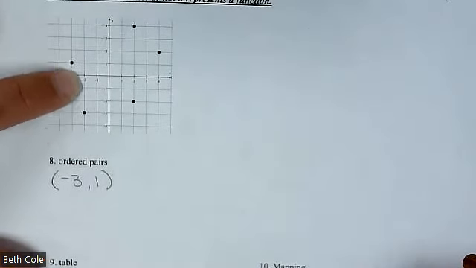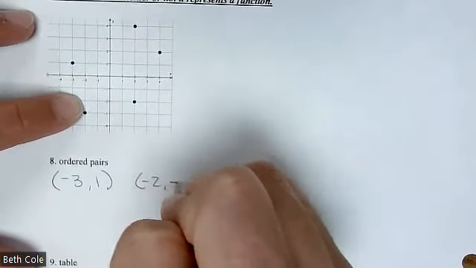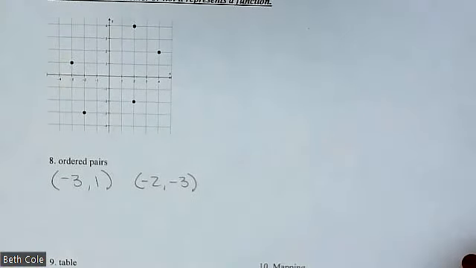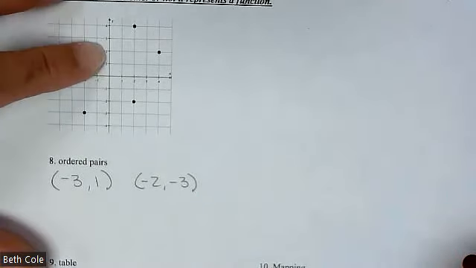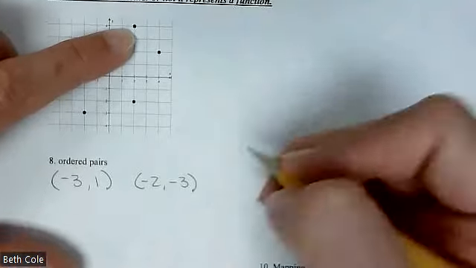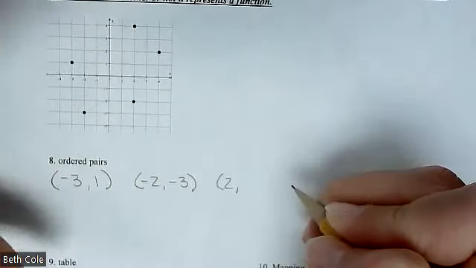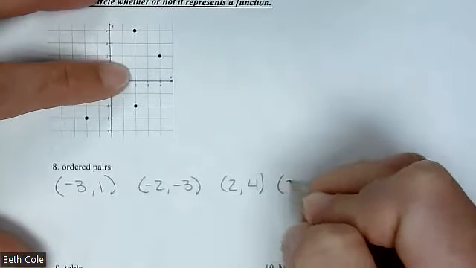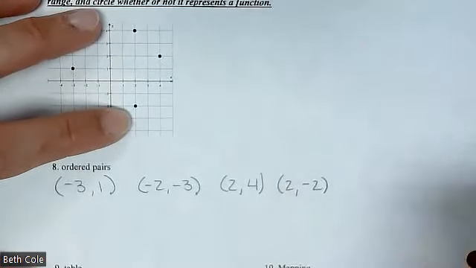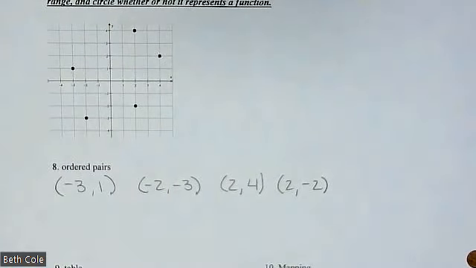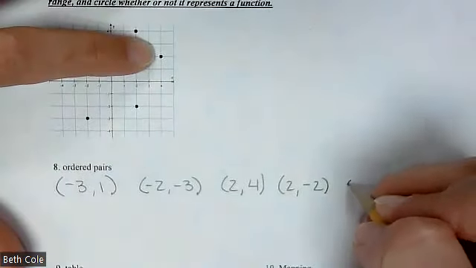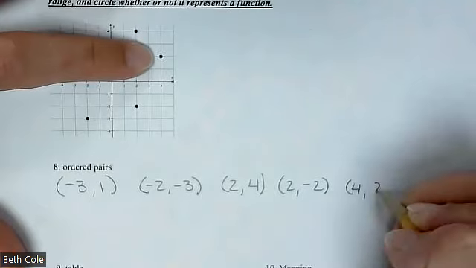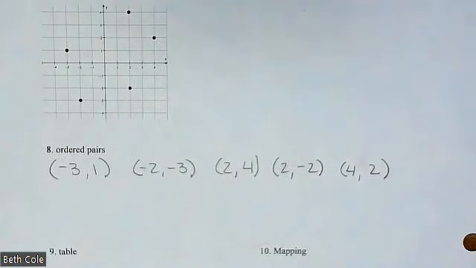And then the next one, -2, -3. I won't mark them wrong no matter what order you write them in. It's just to stay organized, I'm doing left to right. All right, and then this one is 2, 4, it doesn't matter. And then 2, -2. And then the fifth one is 4, 2. So it's X and then Y. You're left to right and then up and down.